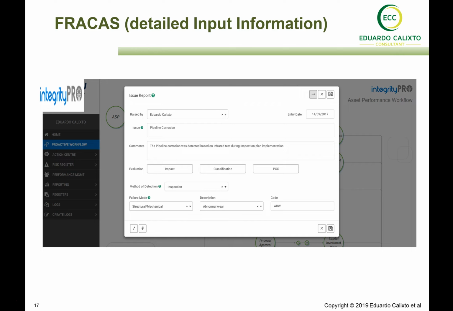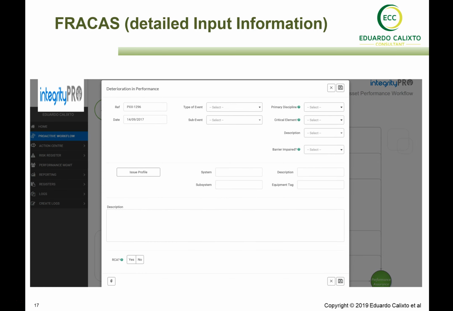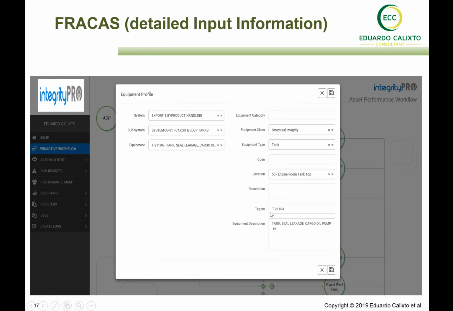Just more information about FRACAS, we can, of course, input more information about the type of equipment. That's very important to have this type of information: which system, which subsystem, the type of events, the dates they happened, if it's a critical element, and so on. And if we want to perform a root cause analysis, we can go further and perform one. So here is an example of the equipment profile that we are considering.